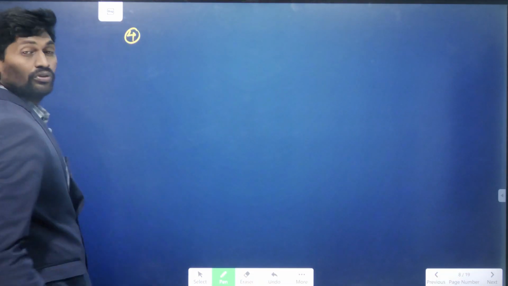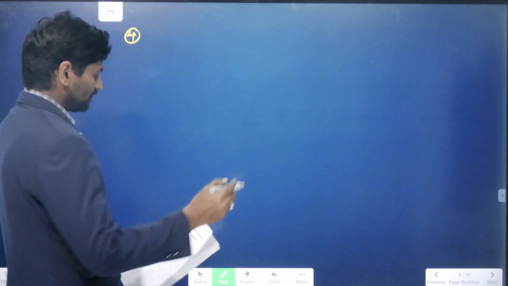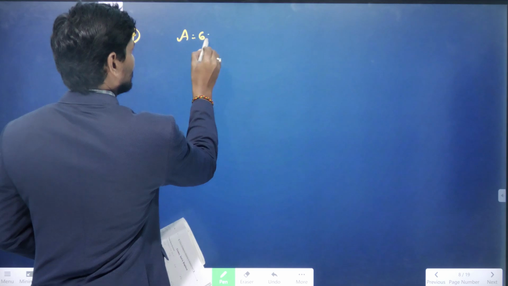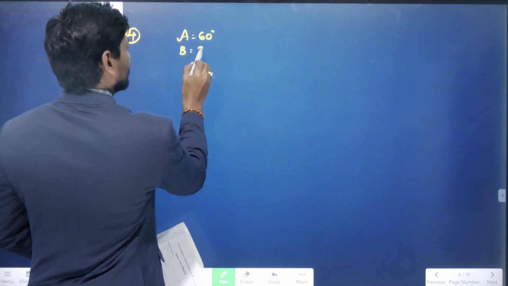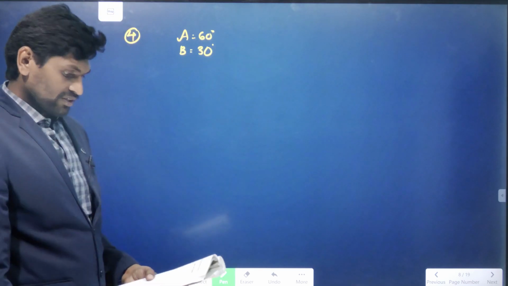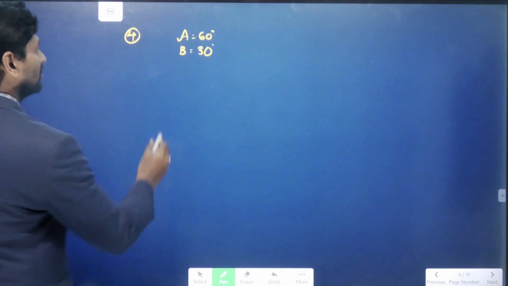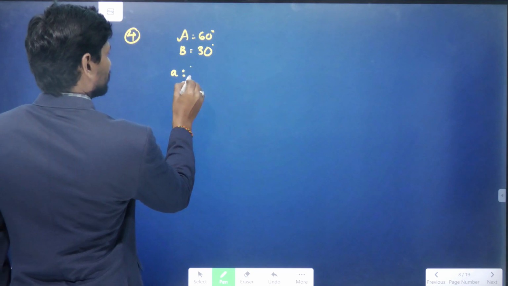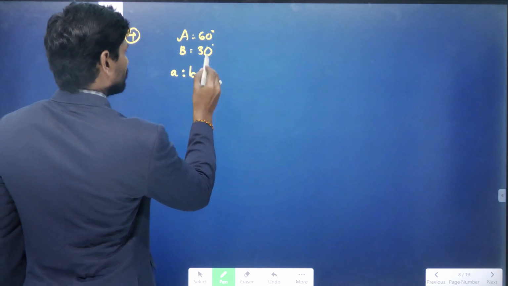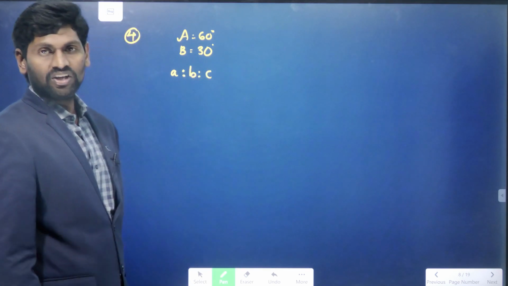Question number 4. Given that angle A is 60 degrees and angle B is 30 degrees, we need to find the ratio of small a is to small b is to small c.